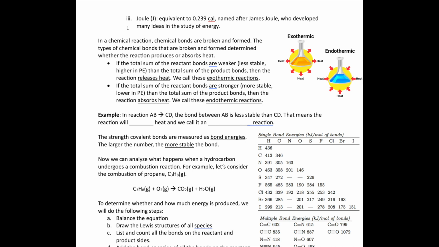Now let's think a little bit about how this energy is released in a chemical reaction. So we said earlier that the chemical bonds store the potential energy of molecules. In a chemical reaction, the chemical bonds are broken in the reactants and formed in the products. It's the comparison of the chemical bonds that are broken and formed that determines whether the reaction produces or absorbs heat. So we have two terminologies I want you to know here: if a reaction produces heat, we call that an exothermic reaction.